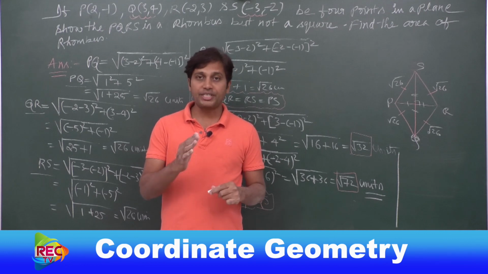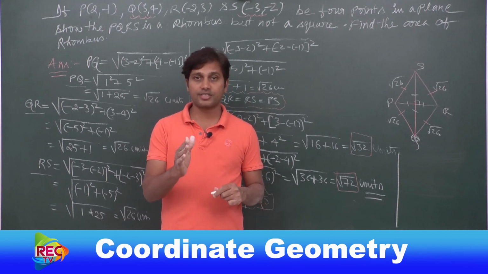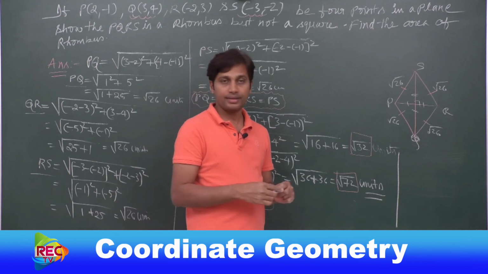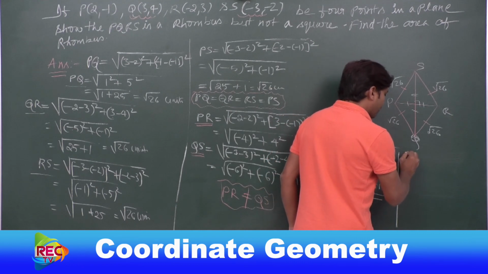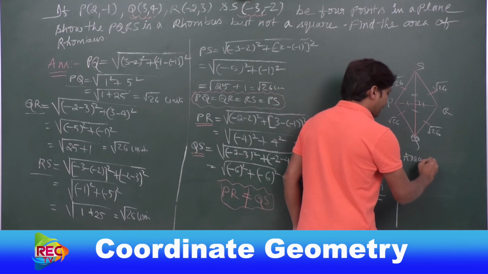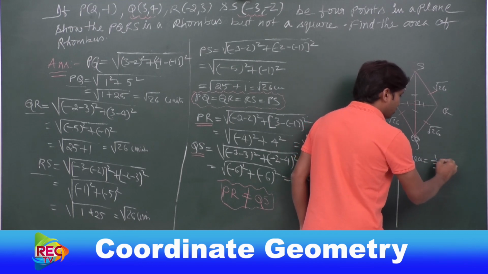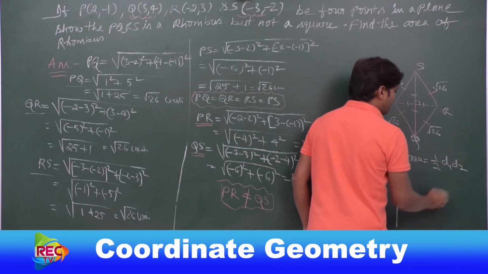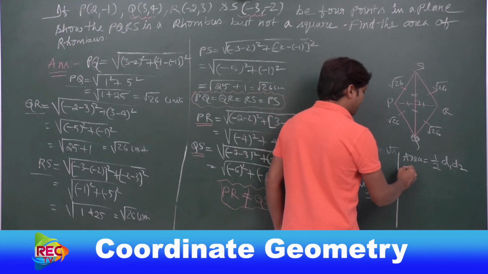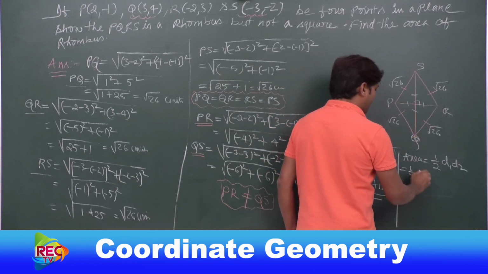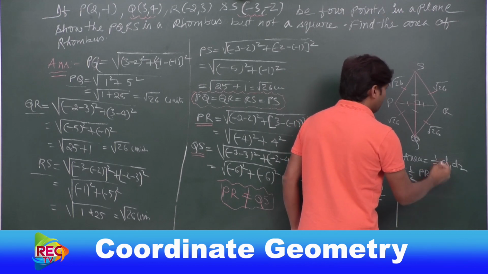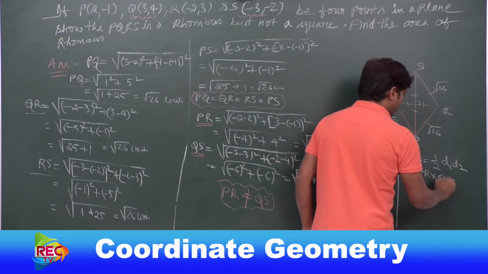The area of the rhombus depends on the lengths of the diagonals. When diagonal 1 and diagonal 2 are given, then the area of the rhombus would be, see here, area equal to half into d1 into d2. Understood? What is d1 here? Half into d1 would be here PR, the first diagonal, into QS, the second diagonal.